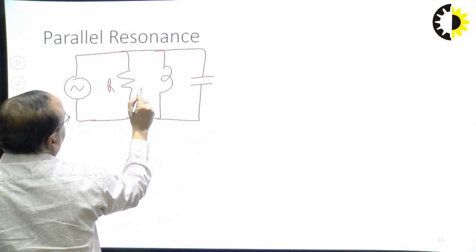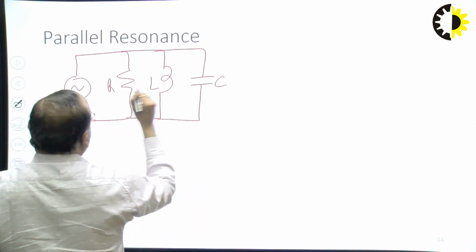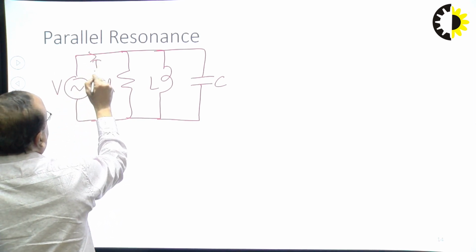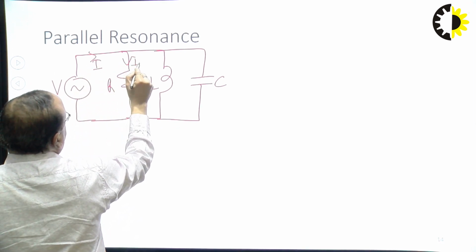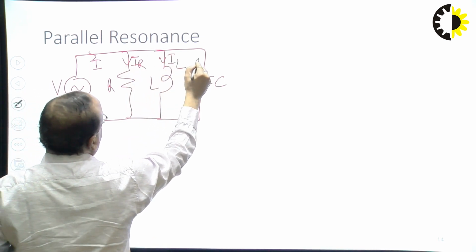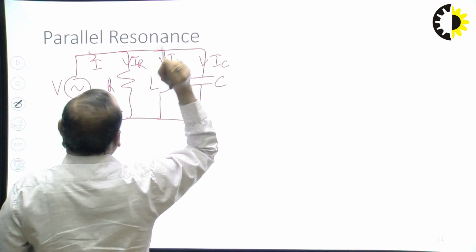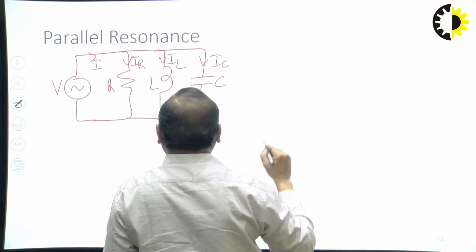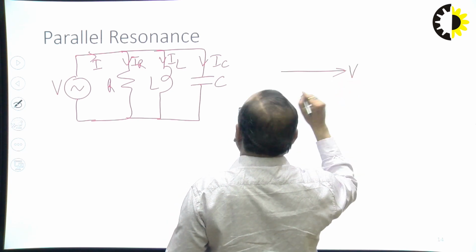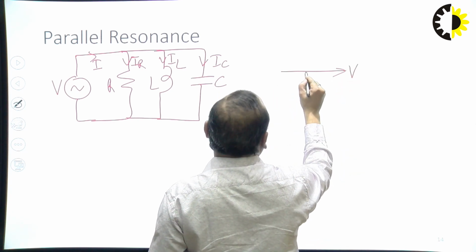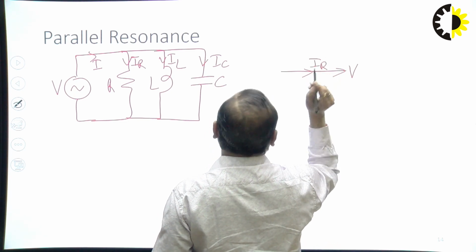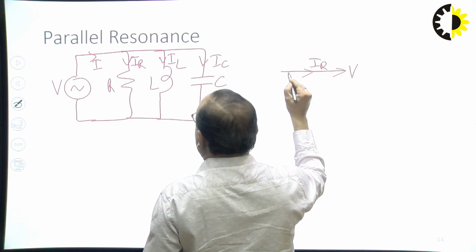And for this circuit we want to observe the condition for resonance. Supply voltage is V, supply current is I, and it is divided in these three branches IR, IL and IC, since they are parallel branches. So if we draw the phasor diagram for this circuit, voltage will be taken as reference, since voltage will be the same for all three branches since they are in parallel. Now the current in resistance will be in the same phase with voltage. This is the property of resistance.